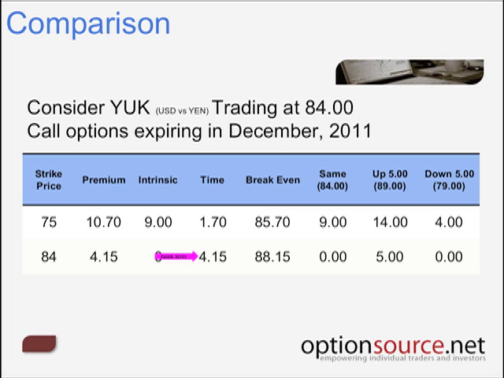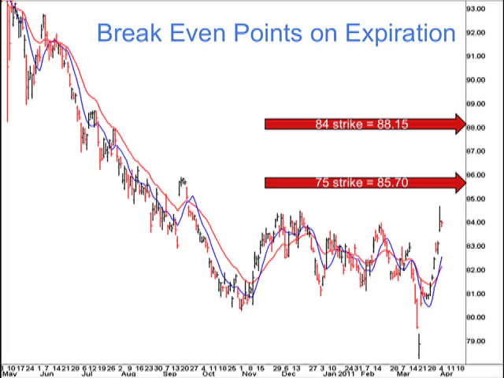Our break-even point is 88.15. So the pair has to move that much greater in order to compensate for that time value component that we've actually had to allocate. Now, of course, if the pair drops $5, we're not going to receive anything for that premium. It's going to expire worthless.